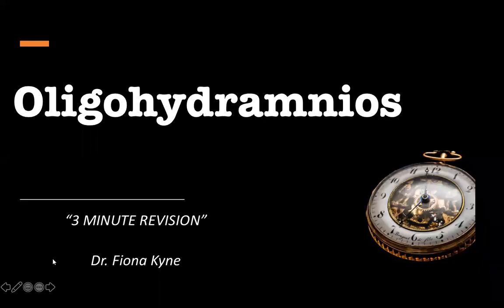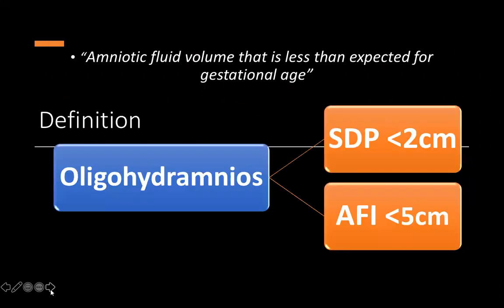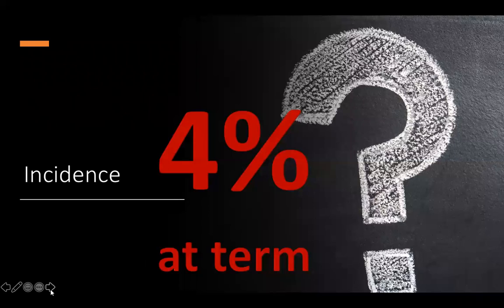Hello and welcome to a quick 3-minute revision session on oligohydramnios. What is oligohydramnios? By definition, it occurs when the amniotic fluid is less than what we'd expect for that gestational age. On ultrasound findings, it occurs if there's a single deepest pool of amniotic fluid less than 2 centimeters, or if the amniotic fluid index is less than 5 centimeters.